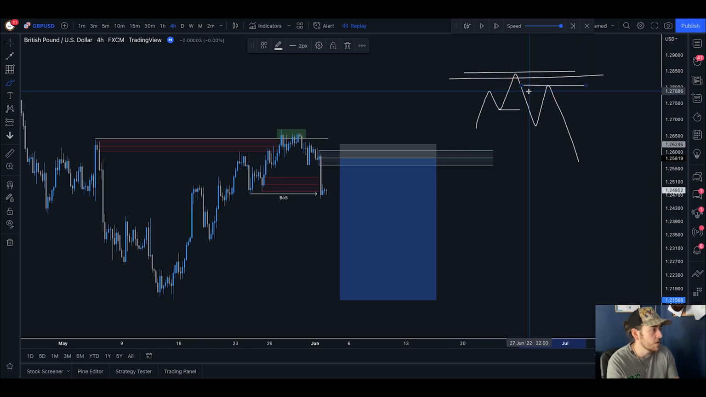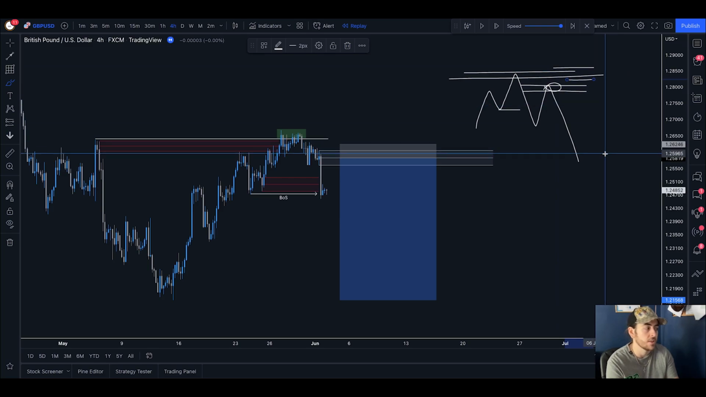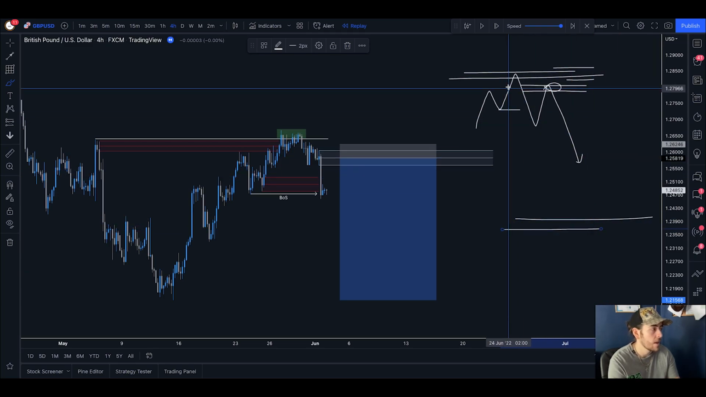I would then look for myself from this point. That is where I like to get in. Stop loss either here or here, depending on the nature of the setup. And then target-wise, I will be pushing down towards obviously an imbalanced demand zone or something like that. So this is exactly the kind of pattern I like to use to get into my positions.